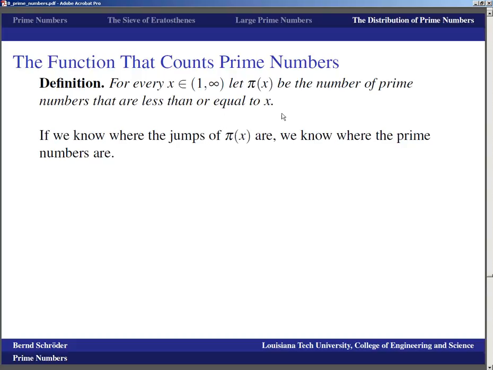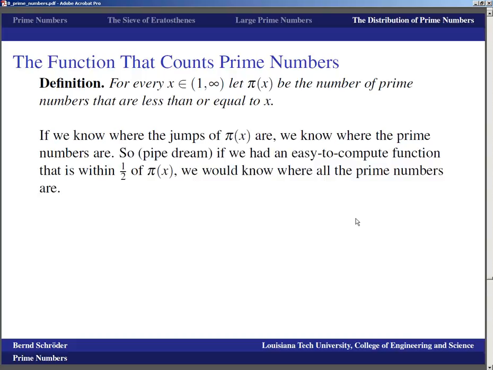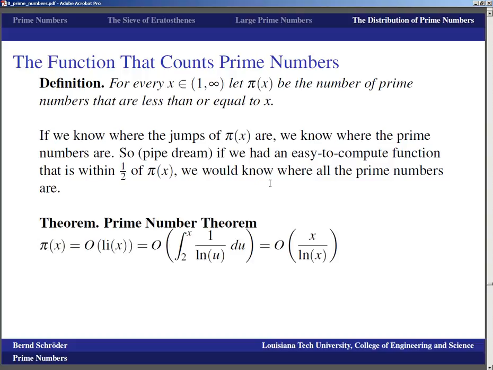It stays flat at 4, it jumps at 5, and then the next jump is at 7, and so on, and so on. So if we knew where the jumps of that thing are, we would know where the prime numbers are. The pipe dream, therefore, would be that if we had an easy-to-compute function that is within 1/2 of that function, we would know where all the prime numbers are, right? Because whenever we go past the halfway mark, there must have been a jump. Of course, that's a pipe dream, unfortunately.